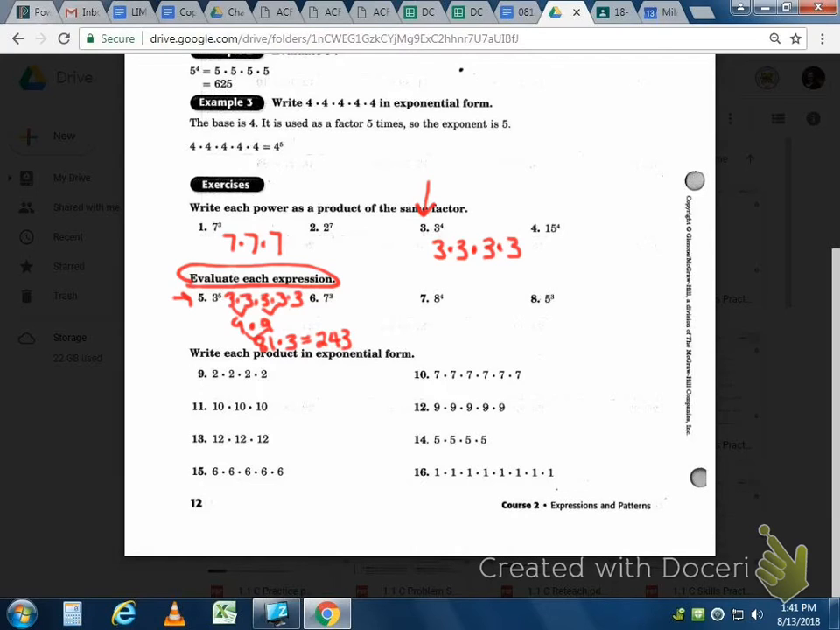Number 5, instead of 3, it's 6. Number 7 is 8 to the 4th power. Anybody want to try it that hasn't already gotten a ticket? Okay. Nico, what do we do?